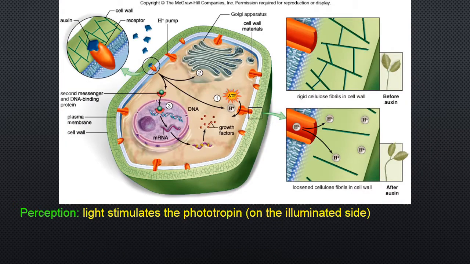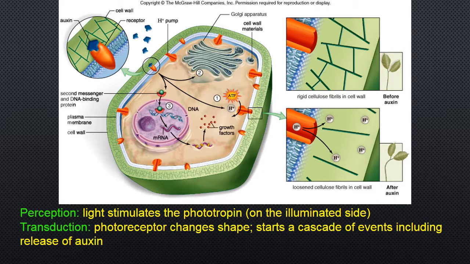Okay, so let's just look at this again from a different perspective. We have the perception, which is when the light stimulates the phototropin on the illuminated side. And the transduction is the photoreceptor changing shape and starting a cascade of events, including the release of auxin in that one particular side. And keep in mind that the perception happens in one location, but the signaling pathway carries that information to the area that then responds to the stimulus.